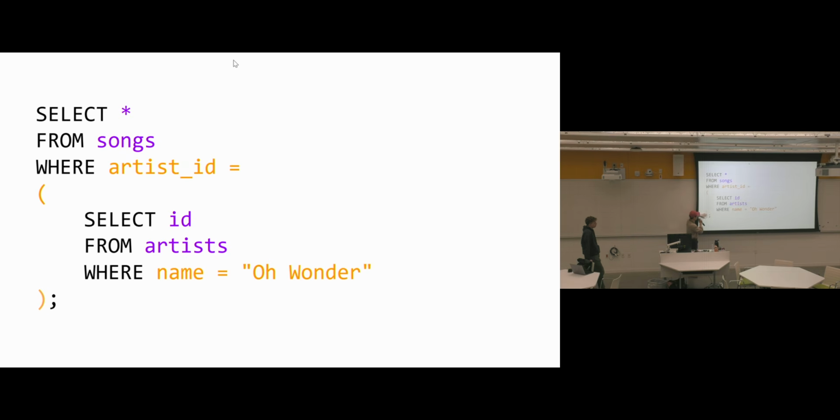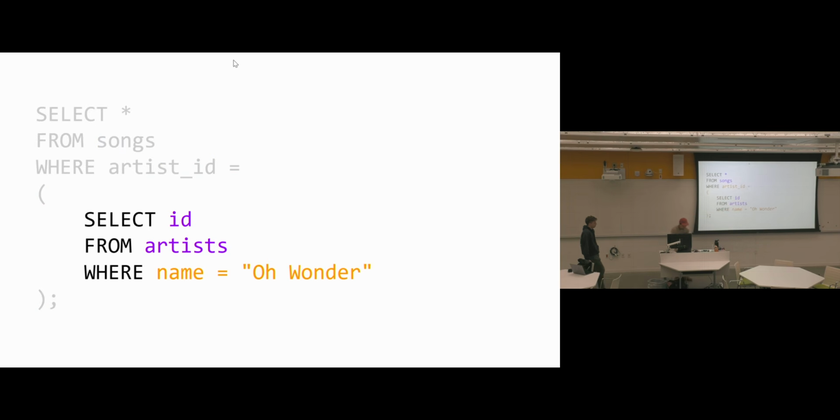And then suddenly we have this whole blob. Okay. This is very PEMDAS-looking kind of logic, where anything inside these parentheses, you'll just evaluate in here first, and then you evaluate everything outside. So let's take a look in here first. Select ID from artist where name is equal to Oh Wonder. So essentially, we're going to just look at all the IDs from the artist table and then return the ID of whichever row has the name Oh Wonder.